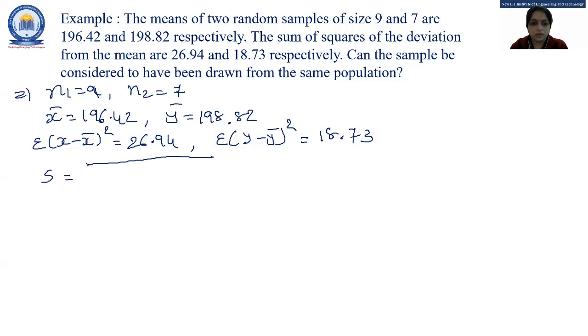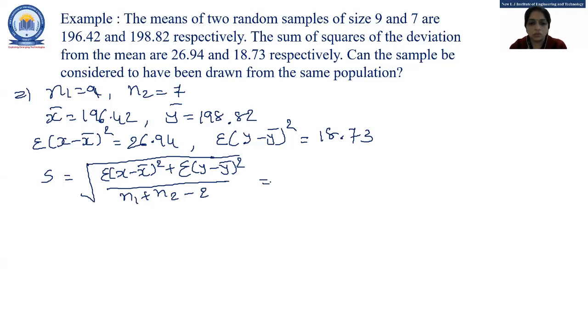Okay, so with the help of the sums of the squares of the deviations, first we calculate S, and that is sigma x minus x bar the whole square plus sigma y minus y bar the whole square upon n1 plus n2 minus 2. So after substituting all these values and after simplification, the value of S is 1.806.